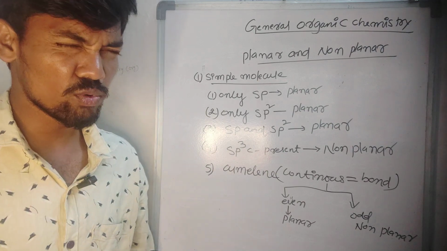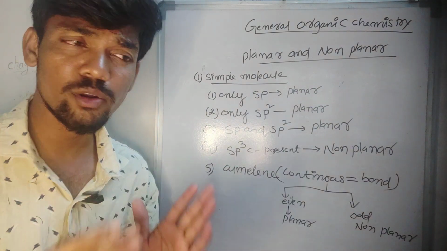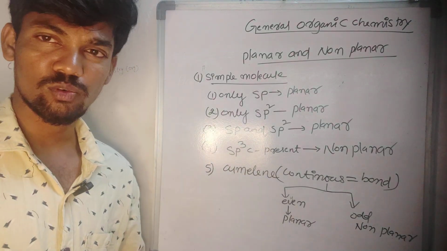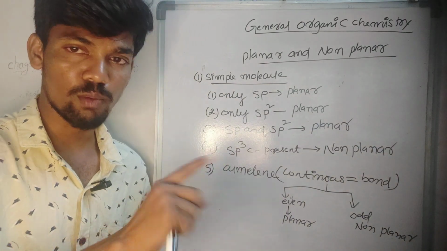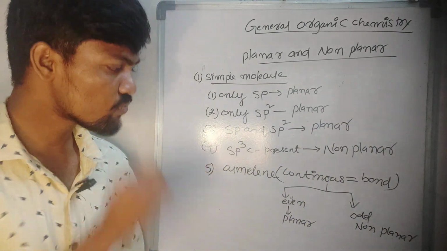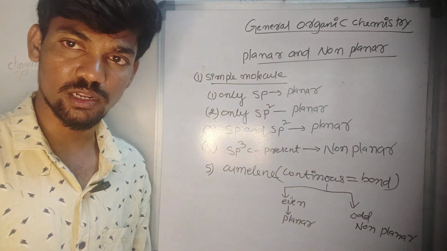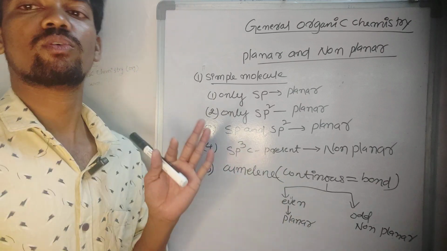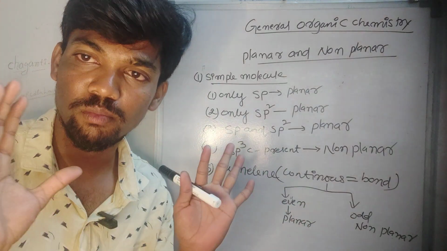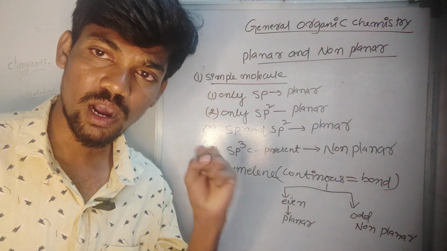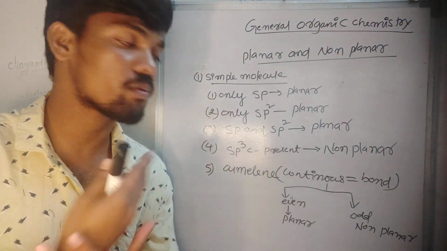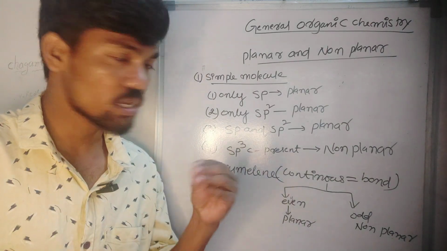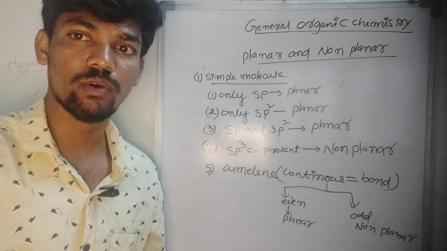Coming to the cumulene molecules. Cumulene means not alternate bonds, but continuous double bonds. You have observed some molecules like this. So cumulene molecules contain continuous double bonds, like this. If an even number of double bonds are there, even means 2, 4, 6, 8, that should be a planar molecule. If an odd number of double bonds are there, that comes under non-planar. Okay, we will go through some examples.